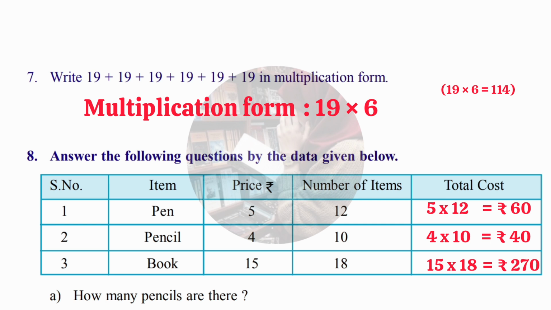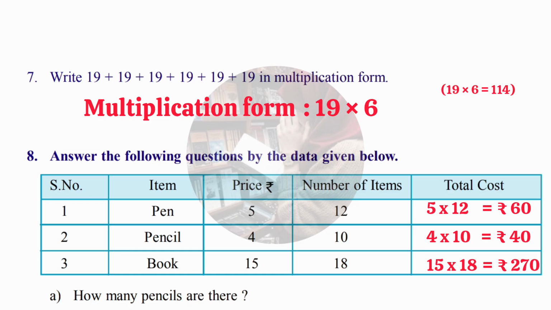Next, the third one is book. Cost of a book is 15 rupees. How many books are there? 18. So total cost of 18 books equals 15 multiplied by 18, equal to 270 rupees.